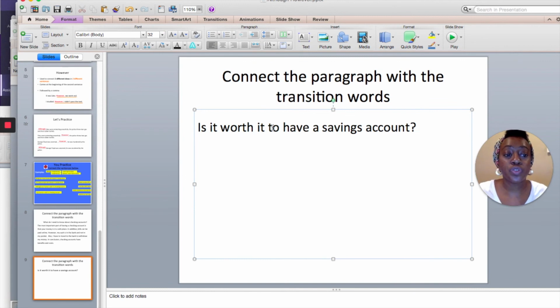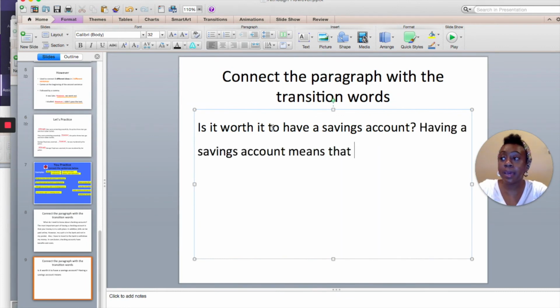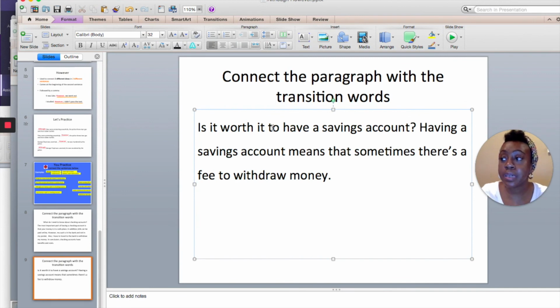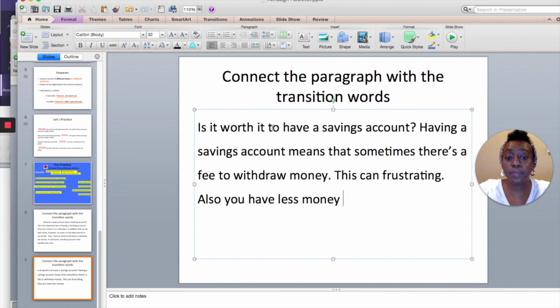Sometimes there's a fee to withdraw money, so I want to add some more details. So let's see. Having a savings account means that sometimes there's a fee to withdraw money. Now I want to incorporate the second one, but let me add some more details. This can be frustrating. Now I want to add the second cost. And the second cost says you're saving, so you have less money. Okay. So also you have less money to spend because you're saving.